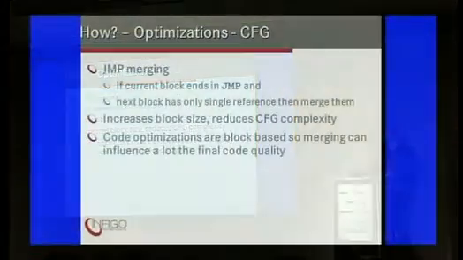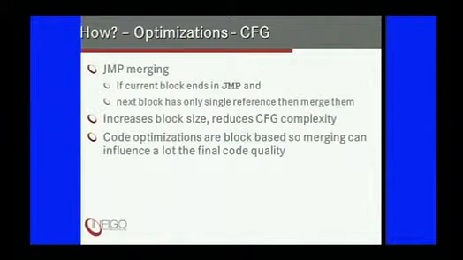optimization. If you have two blocks that are connected with a jump, and the second block contains only a single reference, you can merge them together. This increases block size and reduces control flow graph complexity. This optimization is very useful if you use data analysis algorithms, because bigger blocks enable you to effectively use better optimizations on a single block.